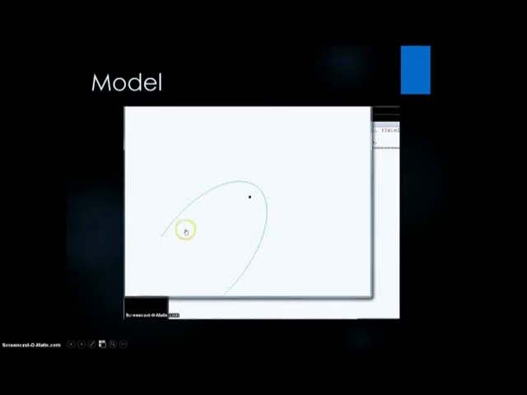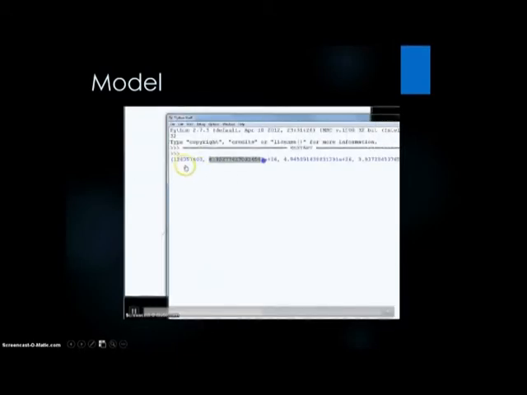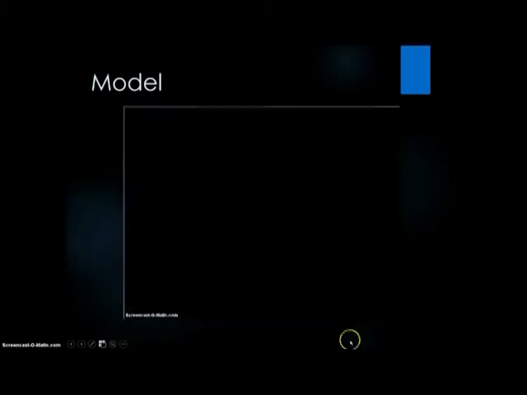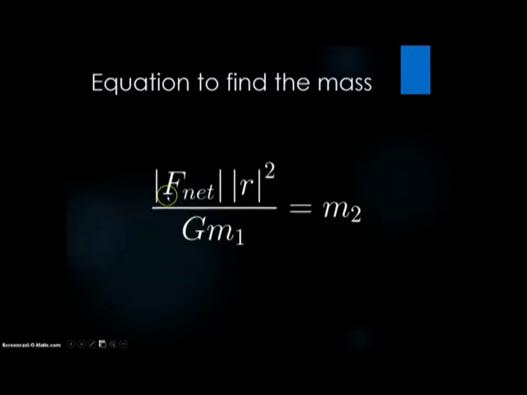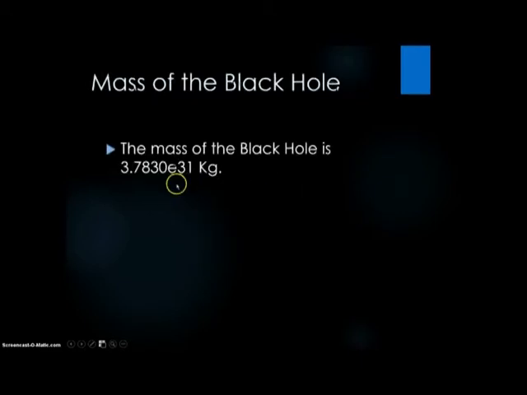And then, after we see the model, we can look at this is our time, this is our Fnet magnitude, which is what we're really interested in, and these are the two components that make it up. We then take that new magnitude and plug it in here for our Fnet magnitude. We calculated the position vector from the black hole to the star. You square that, and then we multiply that by our gravity mass, and that gives us our mass of the black hole, which we then calculate to be this, as we mentioned earlier.